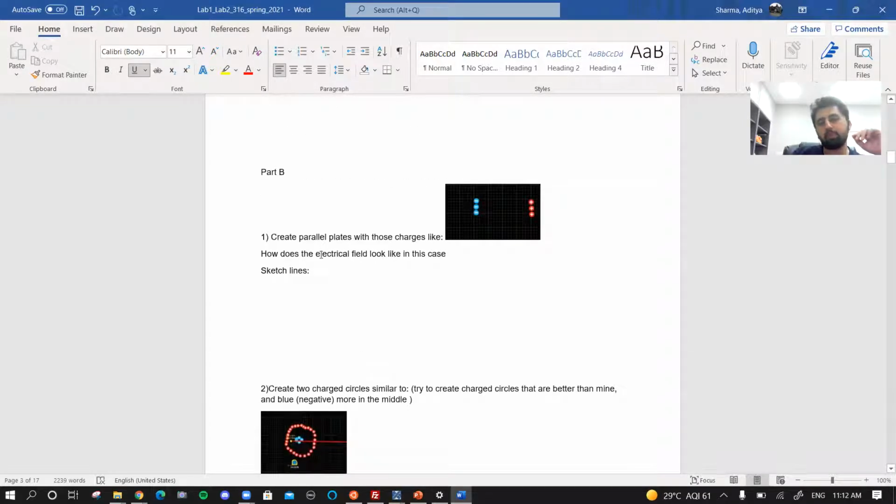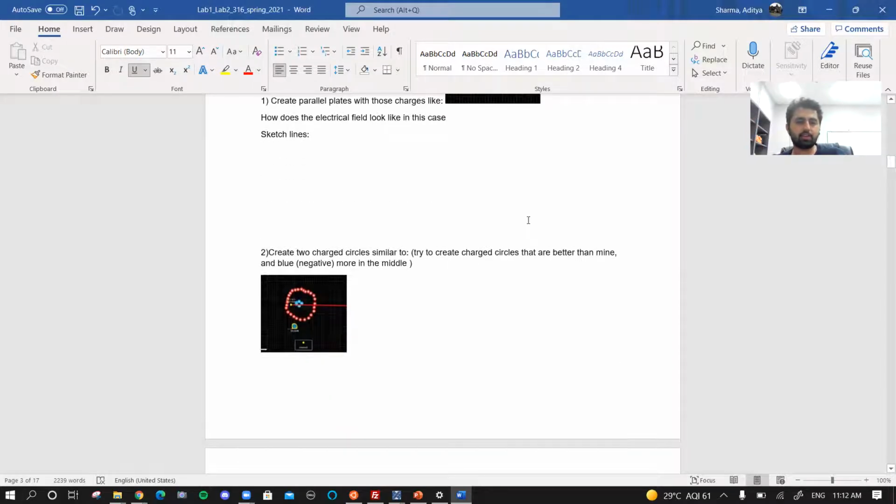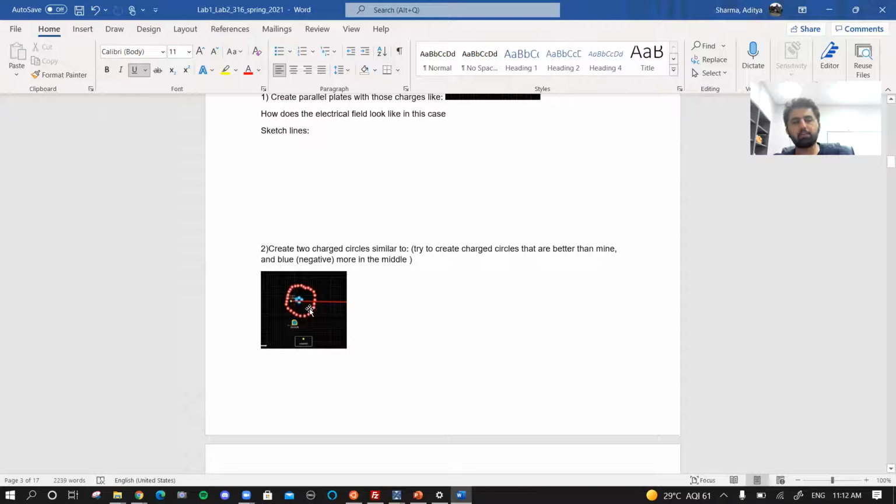Part B, you do the same thing, but now you create 2 parallel plates. Here you only use 3 charges. You're going to use more, like 10. So you have 2 plates now, and you can sketch your electric field, what it looks like. Again, now you have 2 charged circles where the positive charge circle is completely covering the negative charge circle. Probably, as it says, you should try to create these circles better. So they have like 4 charges for the negative charge circle. You should draw a bigger circle, probably, and make sure there are no gaps.